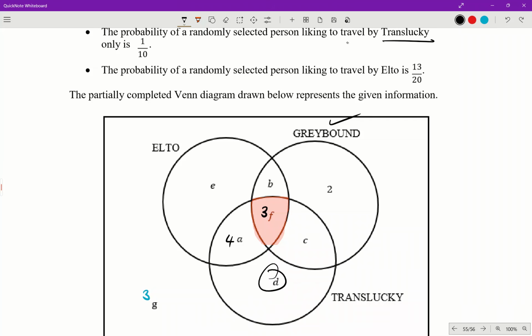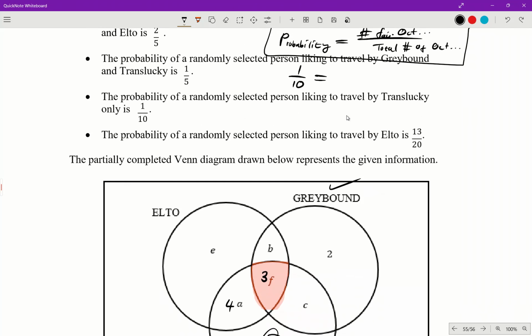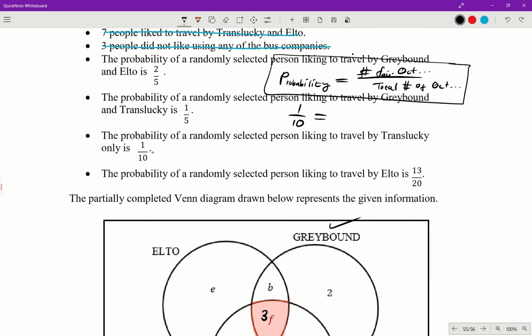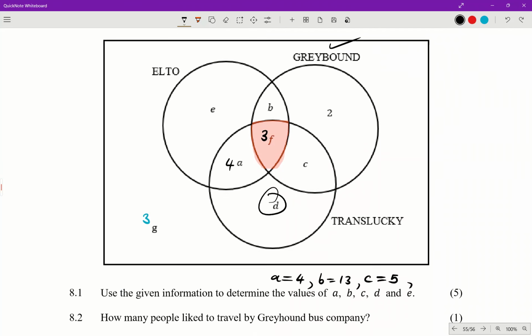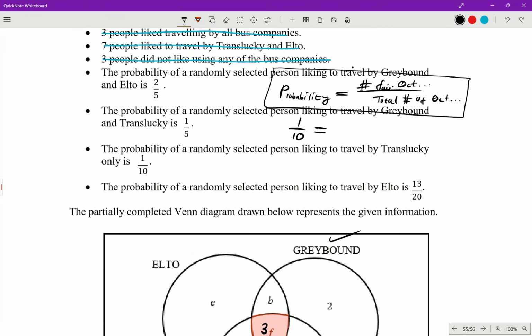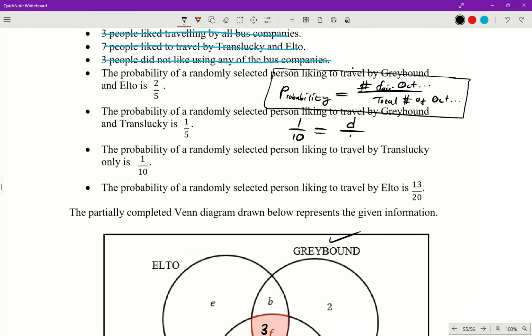Translikely only. They said something there. Let me go back. The probability of a randomly selected person likely to travel by Translikely only. So it is D, all over the total number, which is 40. We don't like wasting time, guys. We treat this as a single unit. Multiply that by 40 is equal to D. So 1 over 10 multiplied by 40, I have 4. So D is simply 4.